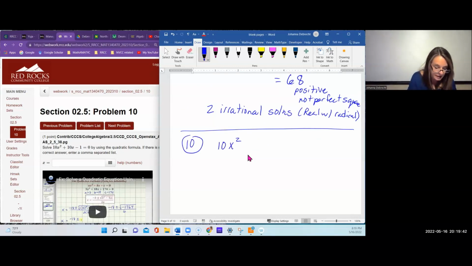Our problem is 10x squared plus 10x minus 1 equals 0. It is possible that this factors, although I think looking at the numbers that in fact it does not. We could use completing the square and the square root property to solve it. That will always work. Or we can apply the quadratic formula. Let's write down what A, B, and C are. In this case, A equals 10, B equals 10 from the middle term here, and C equals -1.